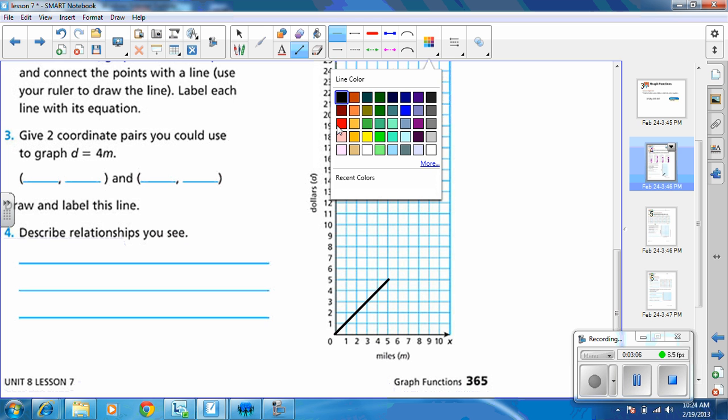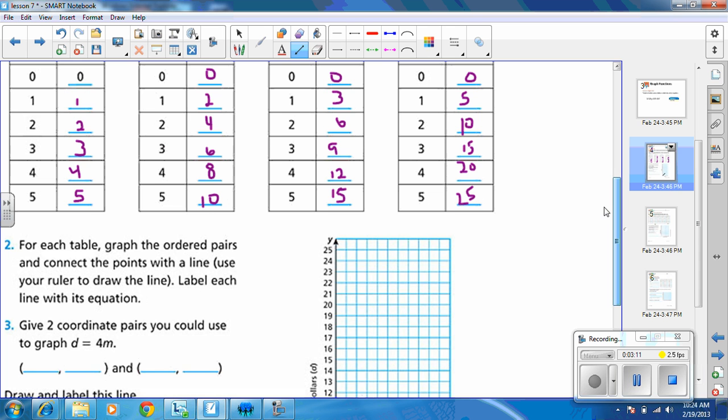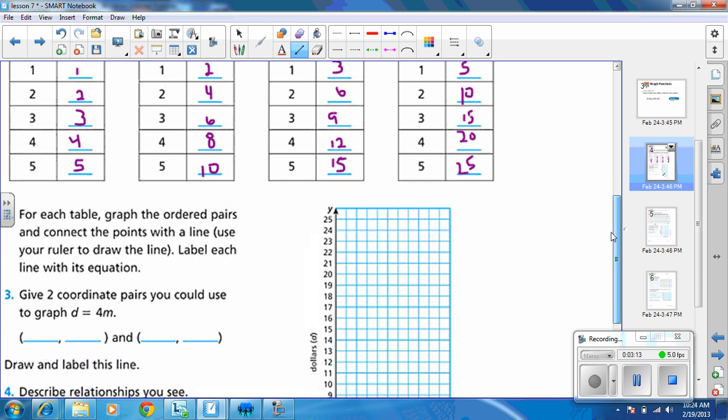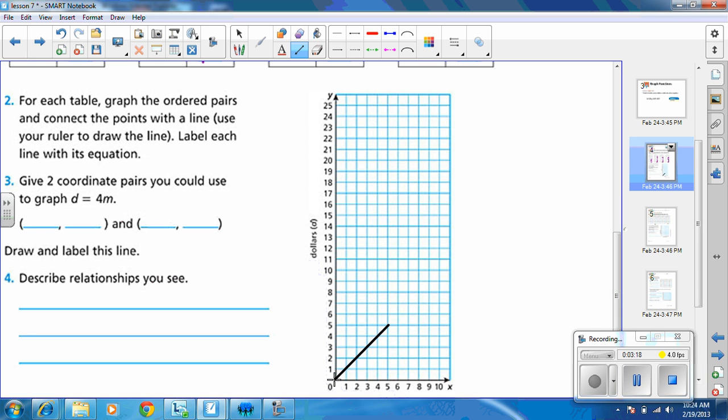Okay, so the next one, when you look at it, it goes up increments of 2, right? 0, 0, 1, 2, all the way up to 5, 10. So 0, 0, 1, 2, 2, 4, right? 3, 6, and all the way up till I get to 5, 10. Okay, if you get your start point and your end point, then you can just draw your lines and connect those up. That kind of makes sense.